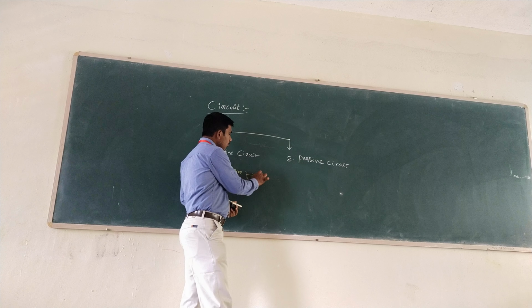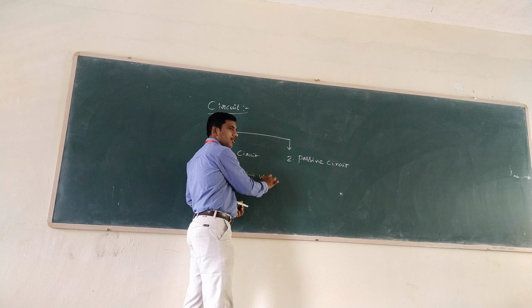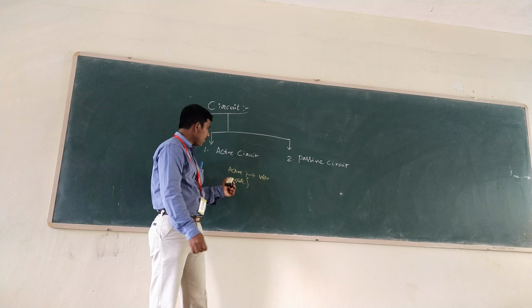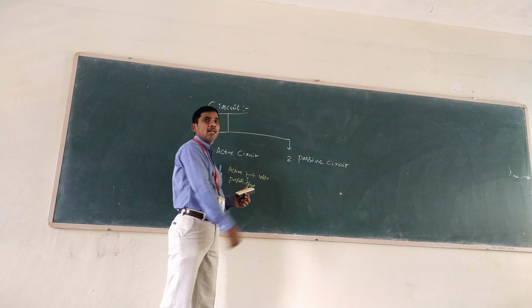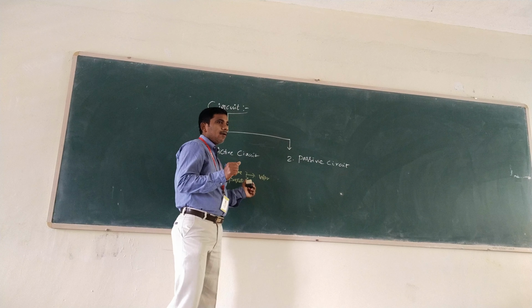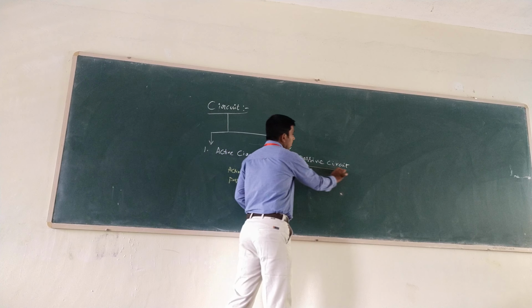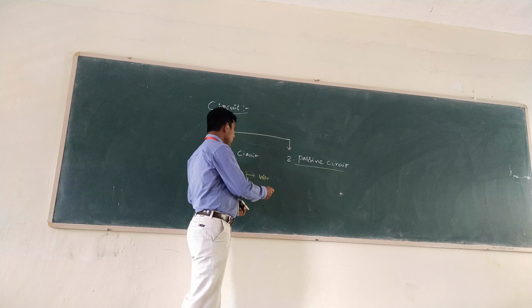The active elements are voltage sources and current sources, which are examples of energy sources, along with passive elements. Active circuit means the circuit which consists of both active elements and passive elements. That is called an active circuit. If the circuit consists of only passive elements, not active elements, that is called a passive circuit.